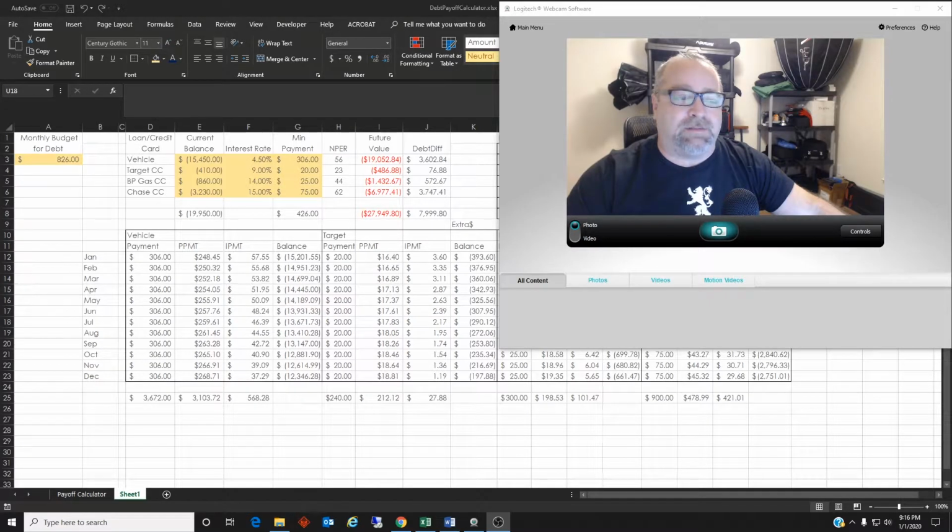Today I want to talk about the visualization of debt reduction using Microsoft Excel functions: NPER, which is number of periods, payment, principal payment, future value, interest payment, and just a way to see how you can become debt free, which is baby step number 2 in Dave Ramsey's baby steps. So the goal is to become debt free as soon as possible.